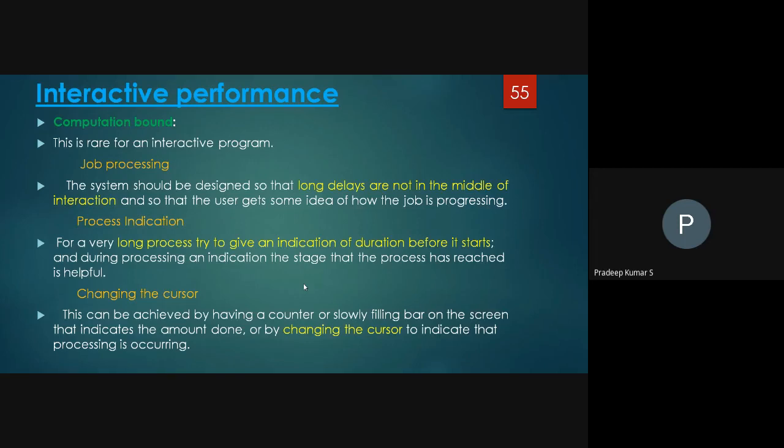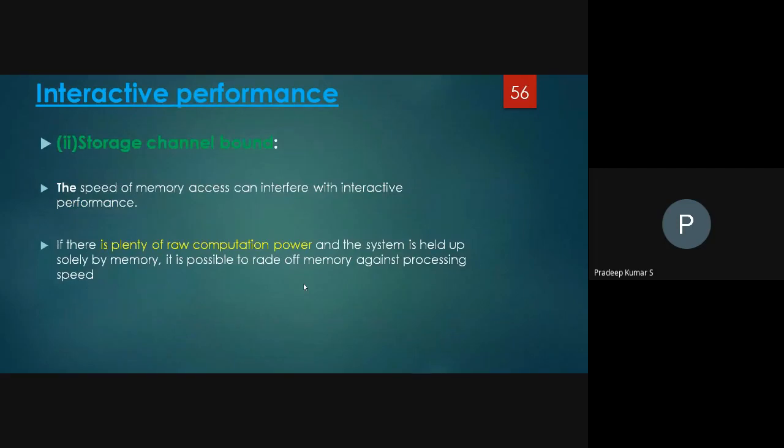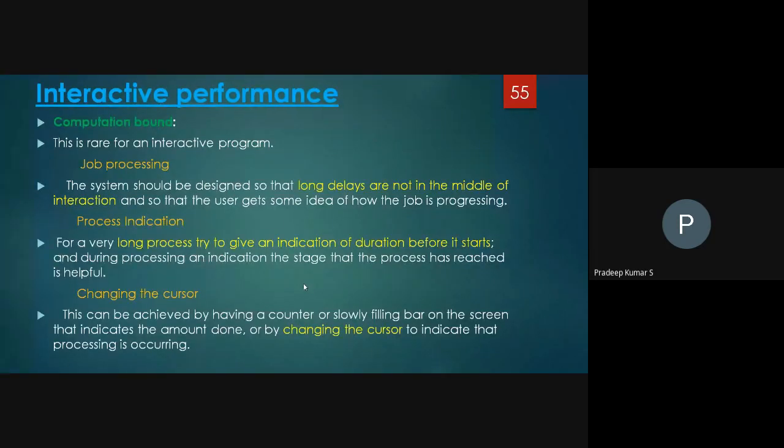The first one is the computation bound. Here we have to see job processing, process indication, and changing the cursor. The system should be designed so that longer delays do not occur in the middle of the interaction. We have to analyze how the job is processed, so that the user gets some idea and needed information on how the job is processing.